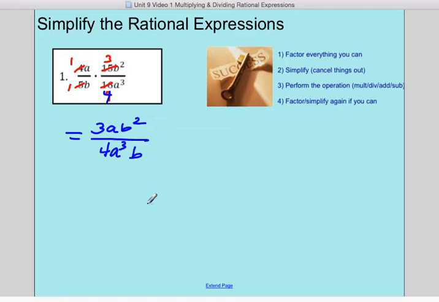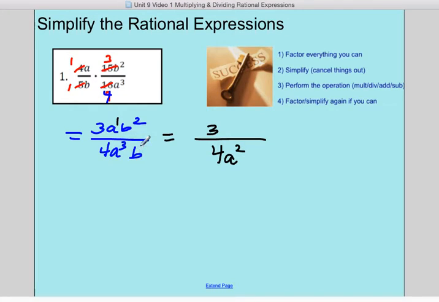Now I go back to my rules of exponents. To simplify, I would bring my smaller to my larger exponent and subtract. So I'm still going to have 3 over 4, and then I would say this is a to the first, this is a to the third. So 3 is bigger. 3 minus 1 is 2, so I have a squared.